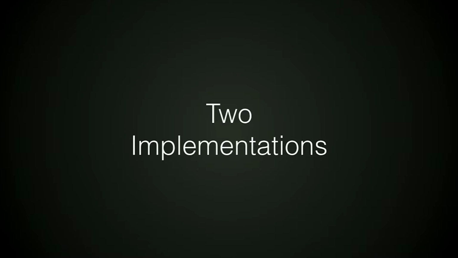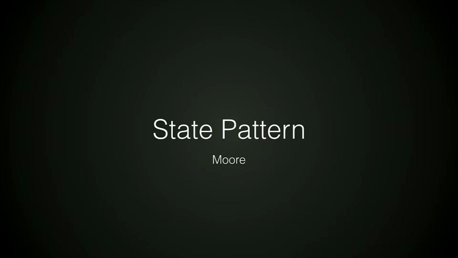And there are 2 major implementations. There are the Moore state machine and the Mealy state machine. The Moore state machine implements the state pattern. And one is simpler, one is more complicated. The Moore state machine only cares about the current state. Its decision only depends on the current state. The Mealy state machine takes decisions on the current state and some input. So I'll talk about them both.